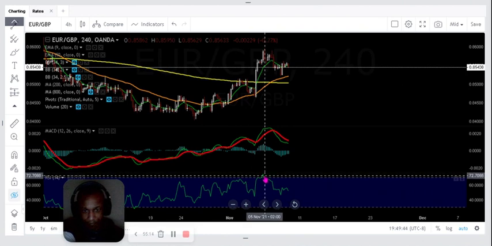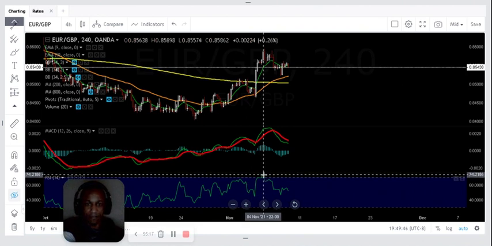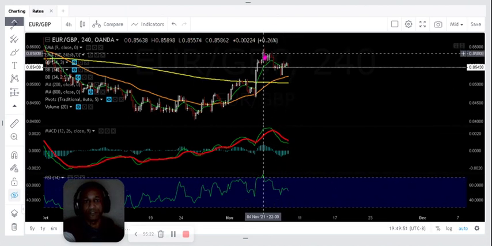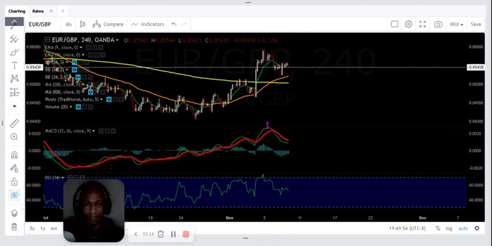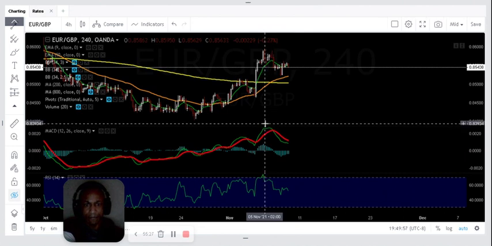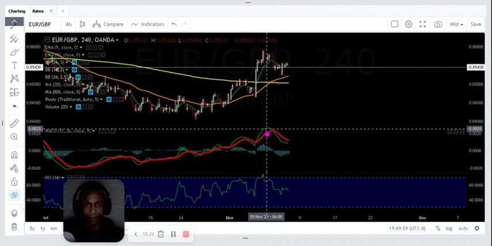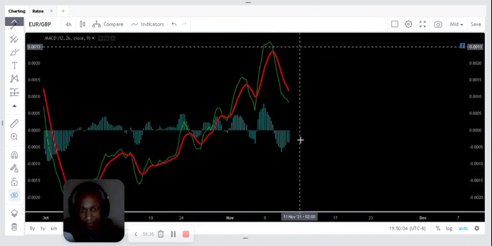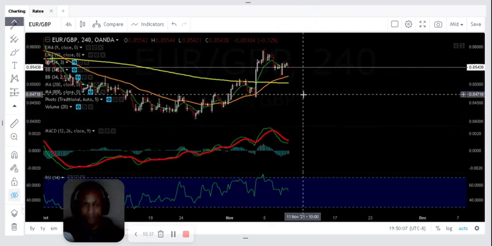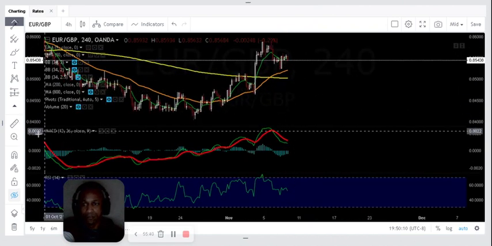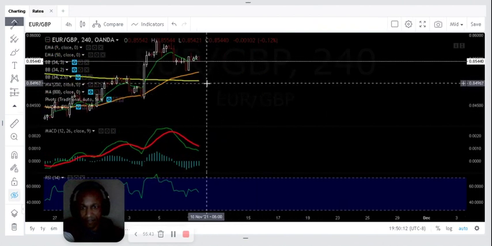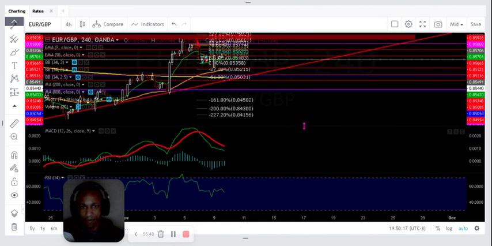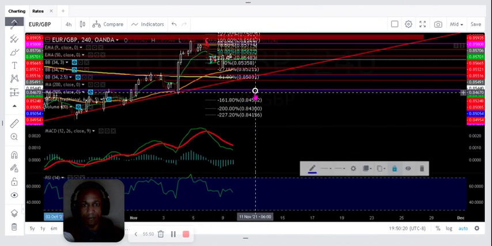So I can't really say this is divergence, because if I draw an arrow here, the arrow is going to be pointing down. If I draw an arrow here, it's going to be pointing down. It just looks like price is consolidating right here. Let me delete this Fibonacci real quick.